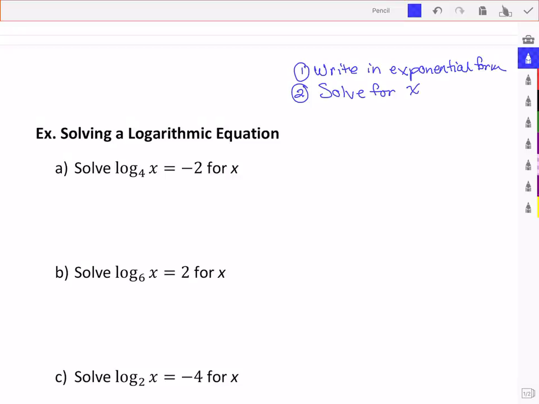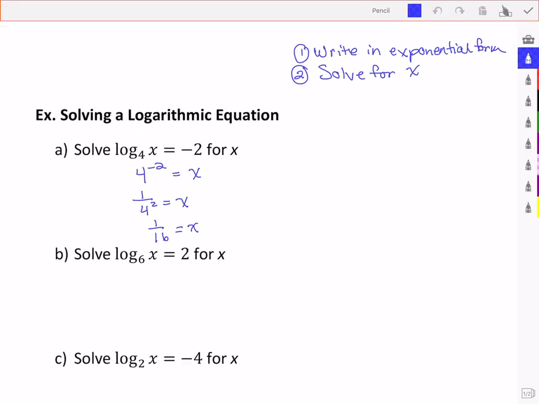Okay, so log base 4 of x is equal to negative 2. So we need to write that in exponential form. So my 4 is now the base of the exponent. The negative 2 is the exponent, and that equals x. So 1 over 4 squared equals x. So 1/16 is x.